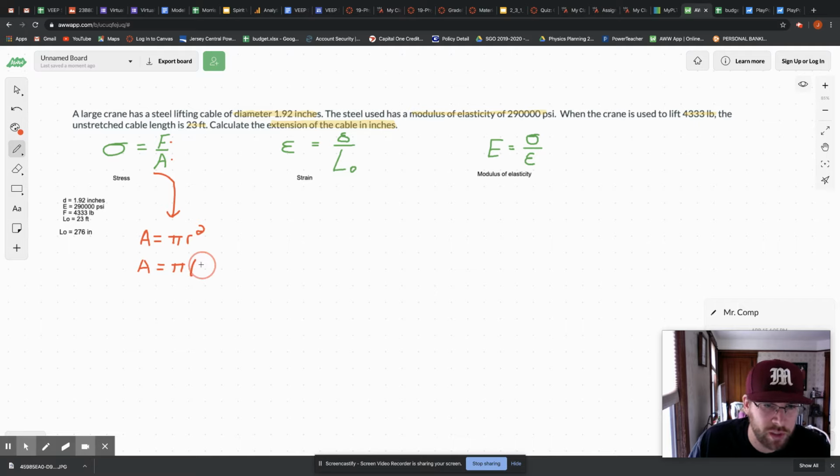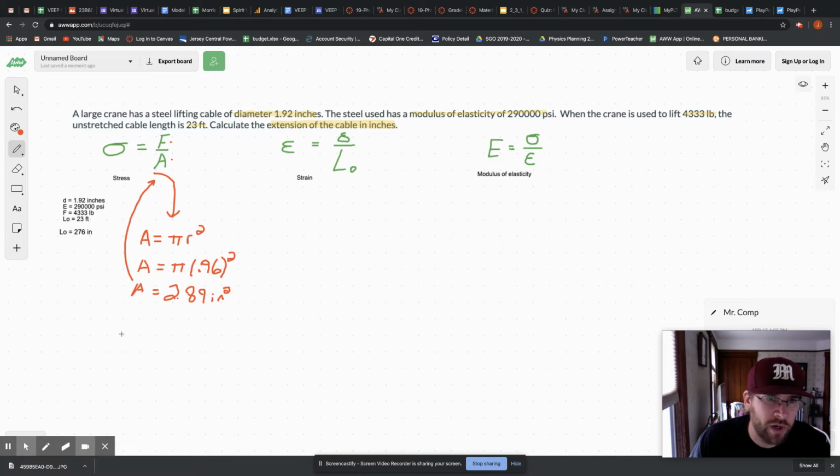which is 0.96. And I'm going to square that. That's going to give me the area. I'm just going to use 3.14 for pi. You guys can use the actual pi button if you want to. So squared times 3.14 gives me a cross-sectional area of 2.89 inches squared.